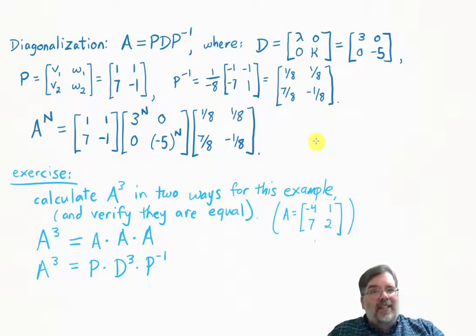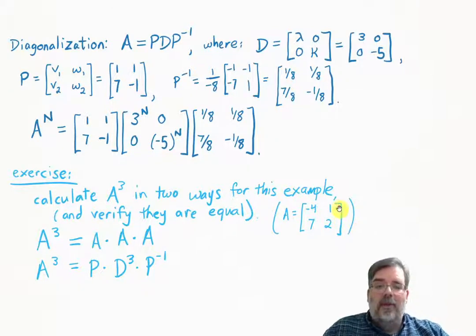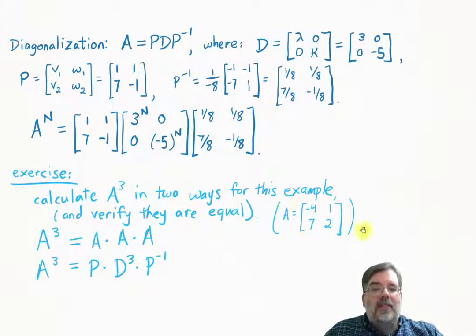And as we'll see in the next video, diagonalization helps us actually answer some really interesting real-world questions. But as I always say, you learn math by doing math. So here's an exercise. Now, let's do this problem a little bit further. Let's calculate A cubed in two different ways for this particular example. First calculate A cubed the way you would have done before this video. Actually multiply this matrix times itself 3 times. This matrix times this matrix times this matrix.